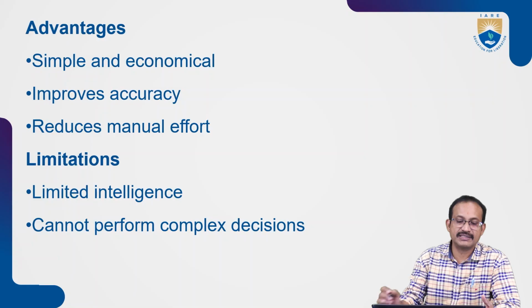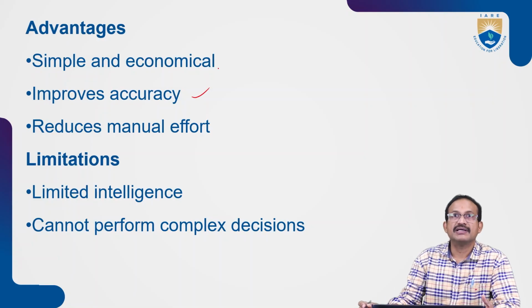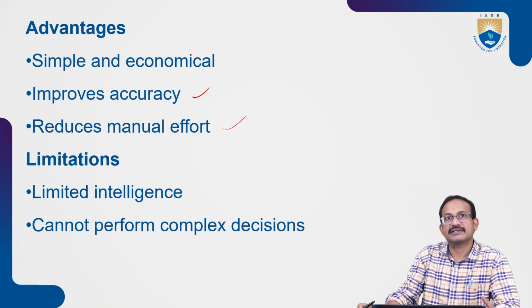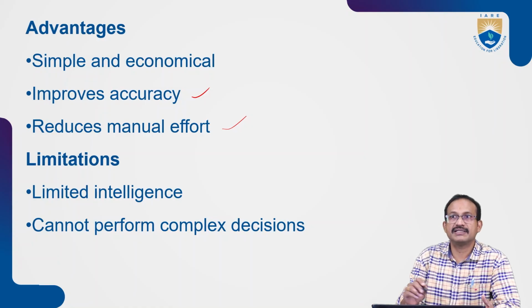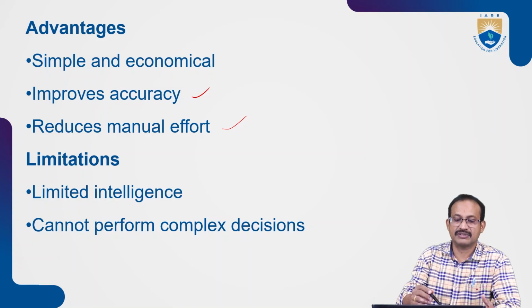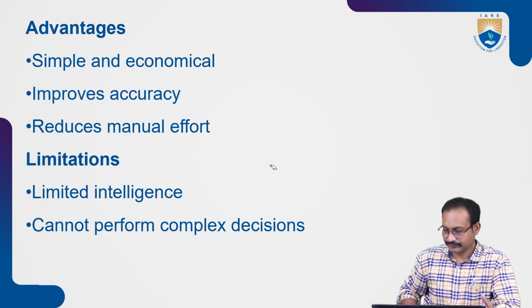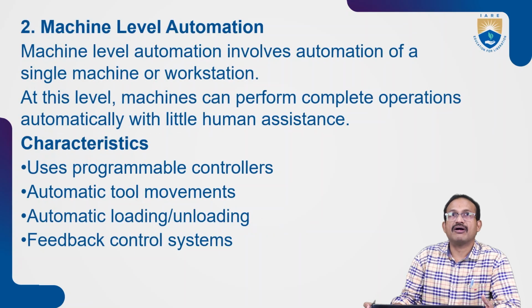Next, advantages: simple and economical, improves accuracy, reduces manual effort. And coming to limitations: limited intelligence. Why? Because this is a device level, low level, it cannot perform complex decisions. This automated system cannot take critical decisions; it can only deal with simple decision making.